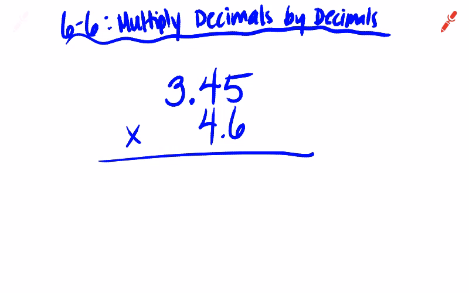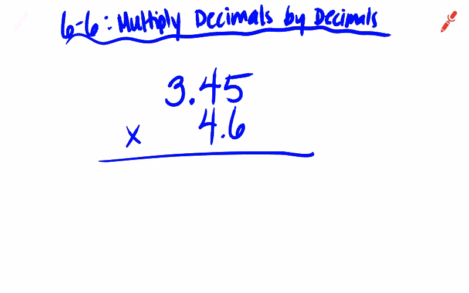Why do you think 3.45, that's smaller than 4.6, right? 3 is smaller than 4. Why do I have 3.45 on the top of this problem and 4.6 on the bottom? Lily? Because 3.45 has more digits than 4.6. Perfect. It has more digits.